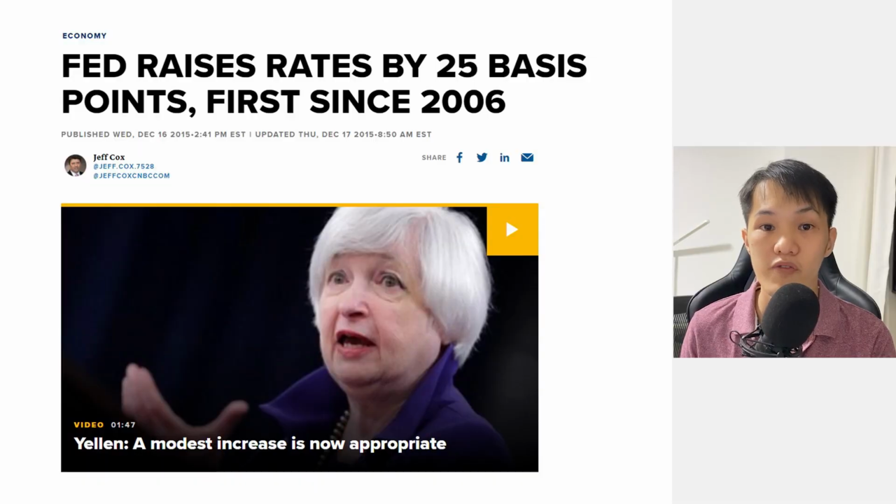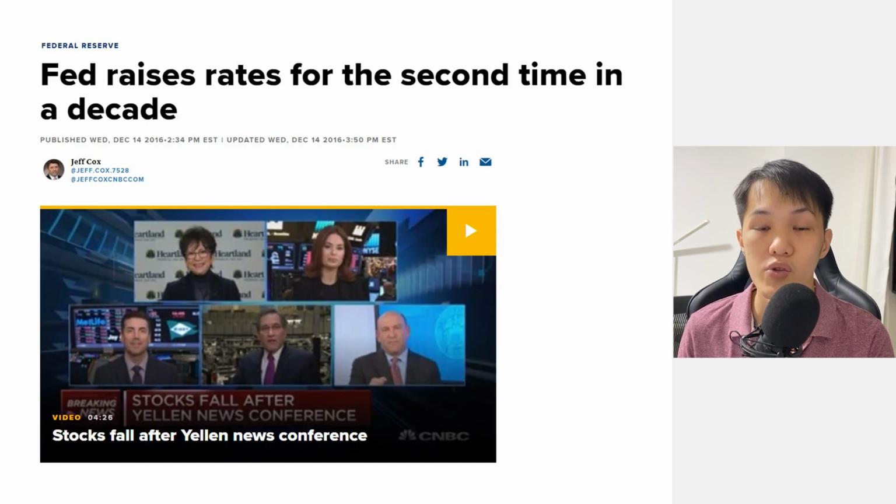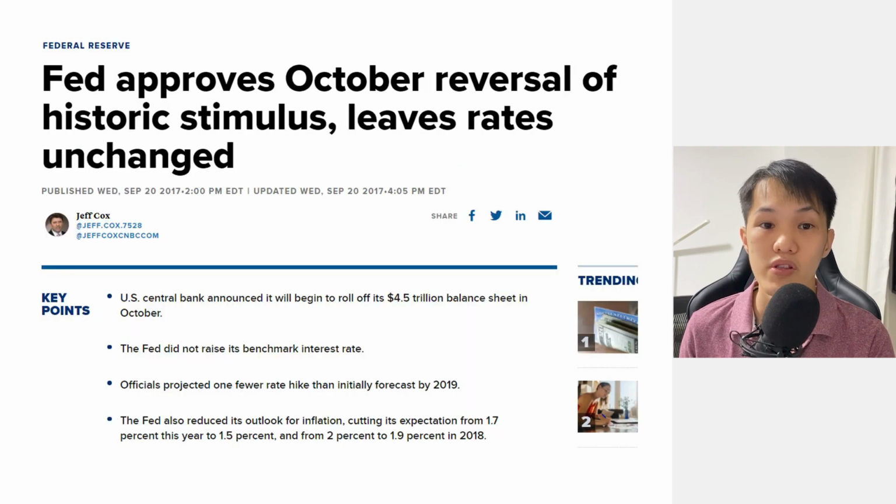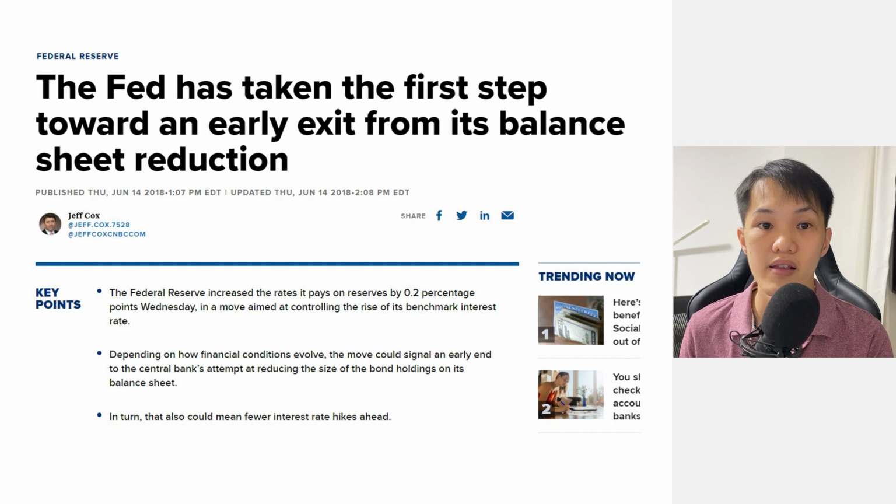December 2015, the Fed announced a 25 bips increase in the Fed fund rate, from 0 to 25 bips to 25 to 50 bips. FOMC officials made it clear that the pace of increases will be gradual and dependent on the quality of the economic data. December 2016, the Fed raised the rates for the second time and said it foresees 3 more increases in the next year. September 2017, the Fed announced it will begin to roll off its 4.5 trillion balance sheet in October. June 2018, the Fed indicated that they might have to end the balance sheet reduction process earlier than expected.